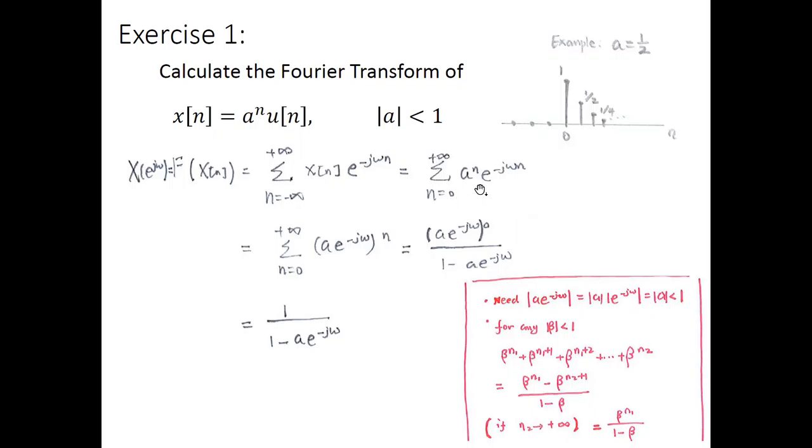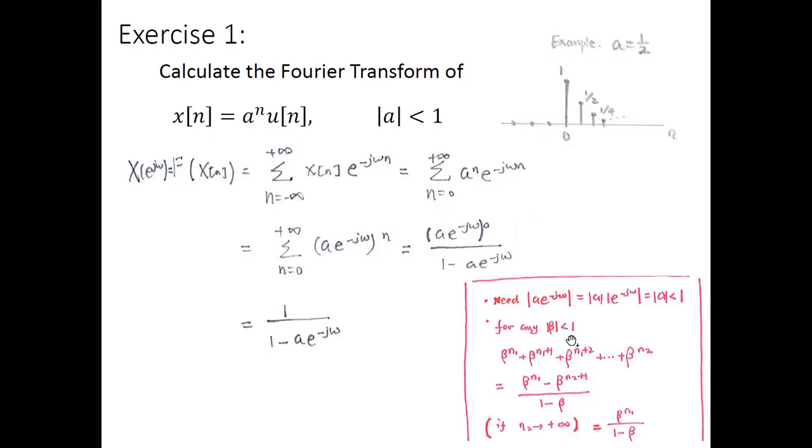And for this, I will reorganize it a little bit. So a times exponential minus j omega n, then to the power n. Because the magnitude of a is less than 1, if you consider a times exponential minus j omega, the magnitude of this number equals the magnitude of a, which is also less than 1, as shown here. Because exponential minus j omega just has a unit magnitude. And let's consider this a times exponential minus j omega as some number beta.